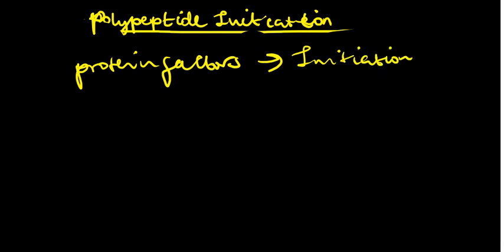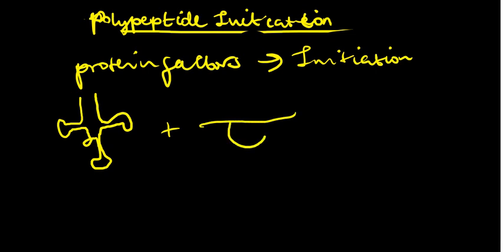So this is what is happening. Let me draw a quick diagram so you can see how everything is happening. We have the activated tRNA plus the messenger RNA that's bound to a ribosome, the small subunit. When these two come together, this is how initiation takes place.